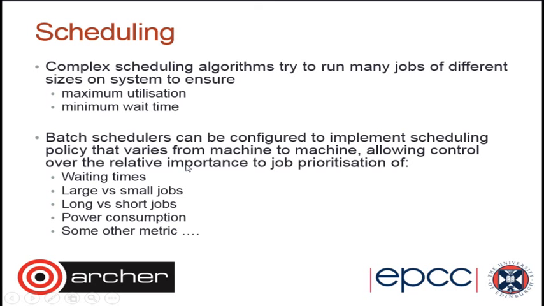Batch schedulers can be configured to implement a particular scheduling policy, and the policy varies from machine to machine. A smaller cluster, a regional cluster or a university cluster, might prioritize small wait times and say, okay, it doesn't matter whether the job is big or small, we're going to treat those equally in terms of assigning priority. Other machines like Archer might assign more priority to big jobs, because that's what these machines are essentially provisioned for. So you can emphasize different things: large jobs, small jobs, long jobs, short jobs. You can also prioritize certain power consumption or other metrics.